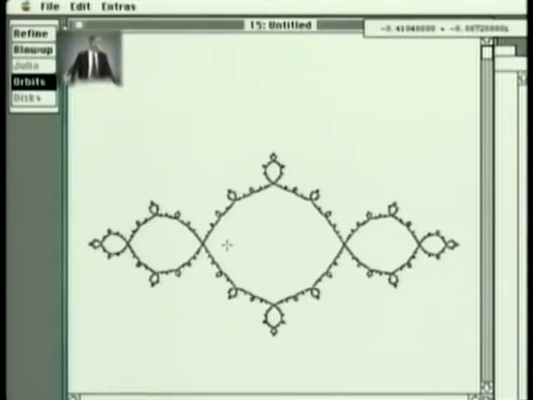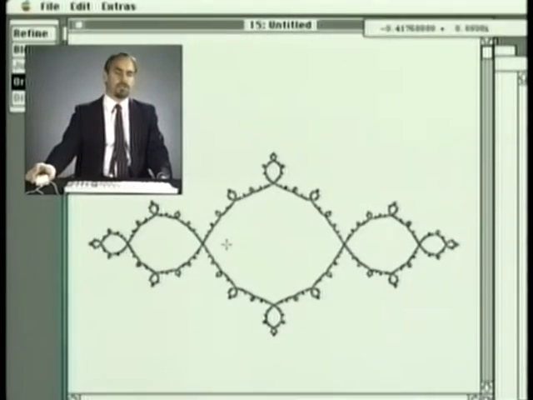I want to understand in detail the structure of this Julia set. This is one of the simplest Julia sets. It's the Julia set for the polynomial z² - 1. We've seen it several times before.